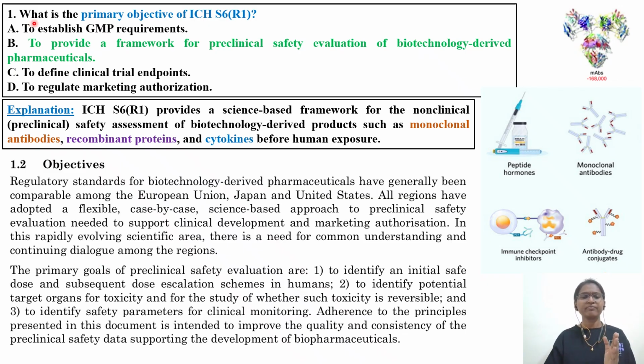Also see why the other options are not correct. The first option was to establish GMP requirements. GMP is related to manufacturing, so you have a separate guideline for GMP. Then to define clinical trial endpoints: for clinical trials also you have a separate series of guidelines. To regulate marketing authorization: we are still not discussing marketing authorization or clinical trials. This is still at the very initial stage, that is the preclinical stage, non-clinical stage.